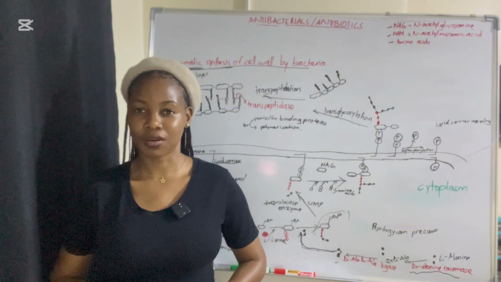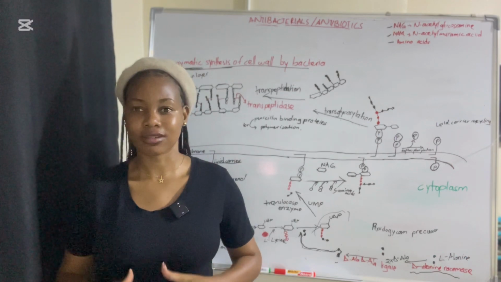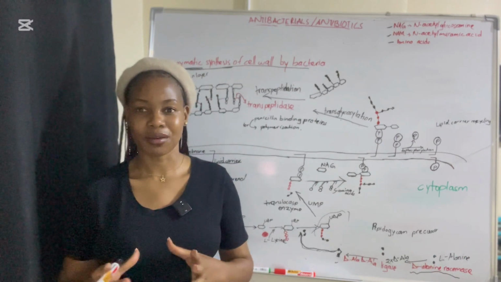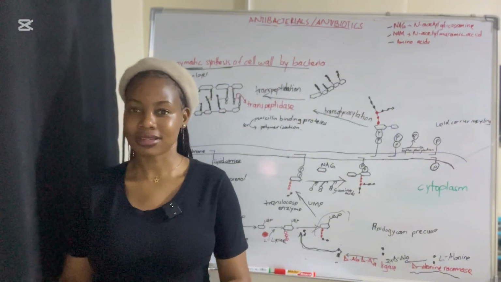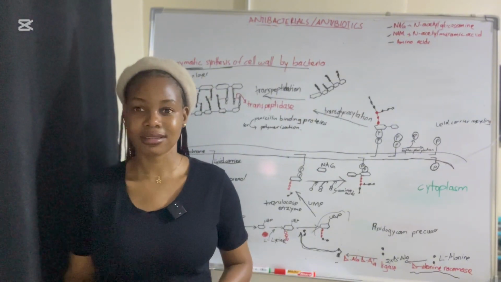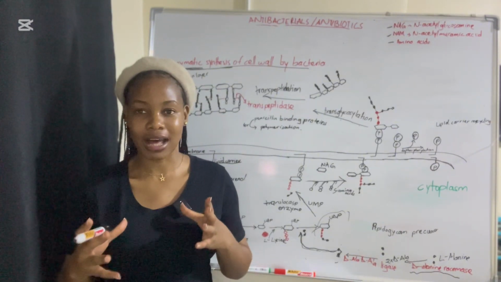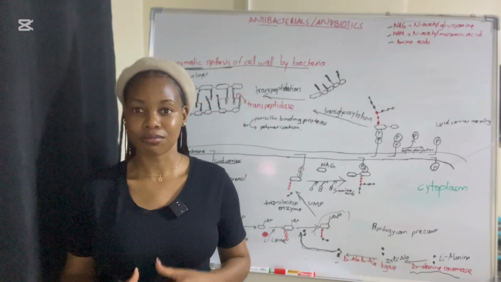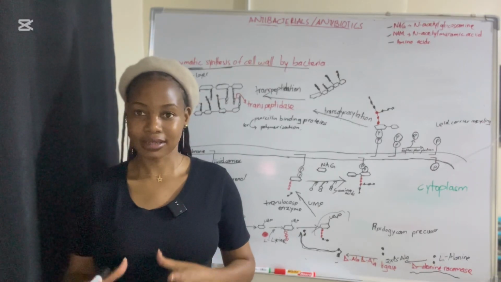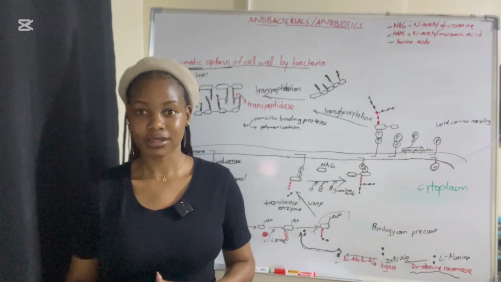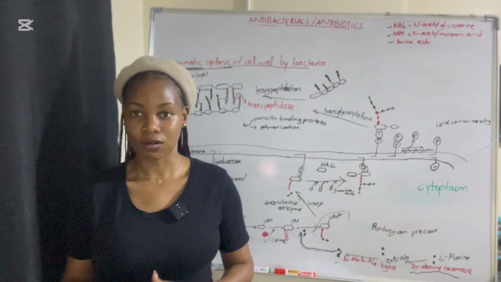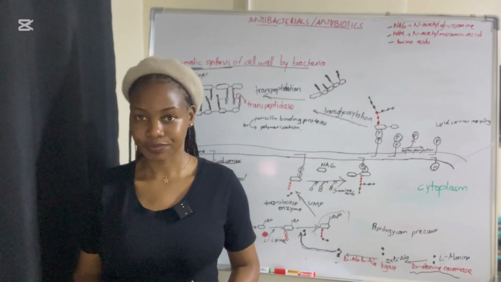What are we going to focus on mainly? We're going to focus on how the bacteria is carrying out these activities, such as synthesizing the cell wall, protein synthesis, and nucleic acid synthesis. We're going to see how the antibiotics inhibit these activities. We're also going to look at the mechanism of action and the side effects of the drugs.